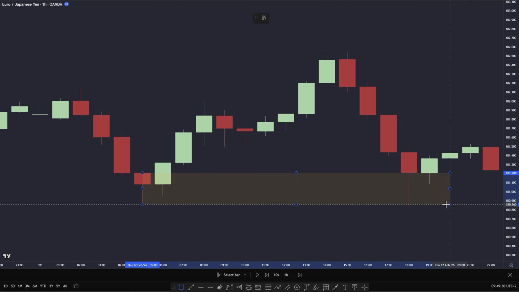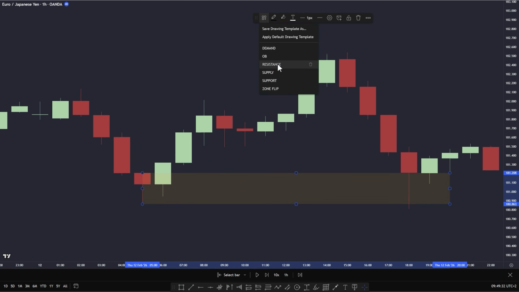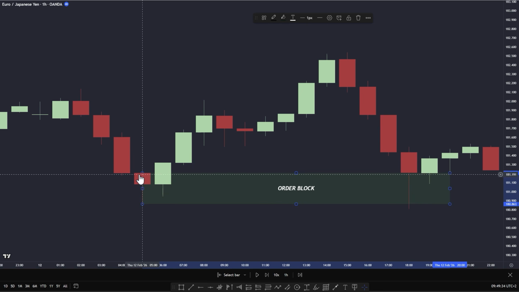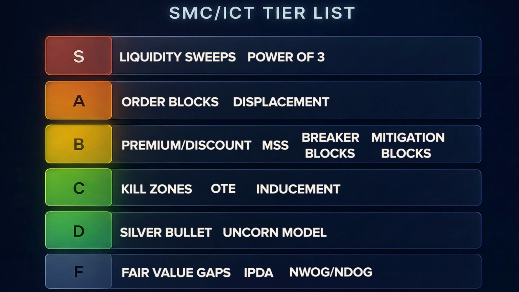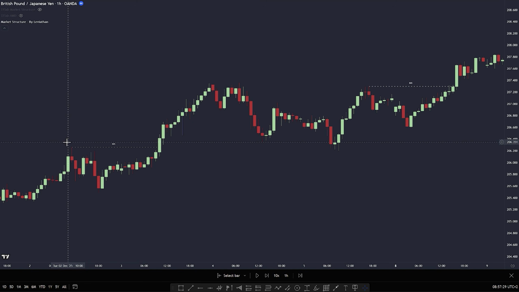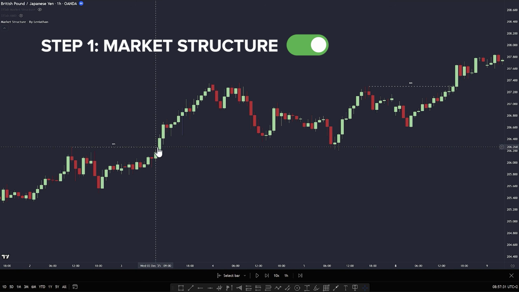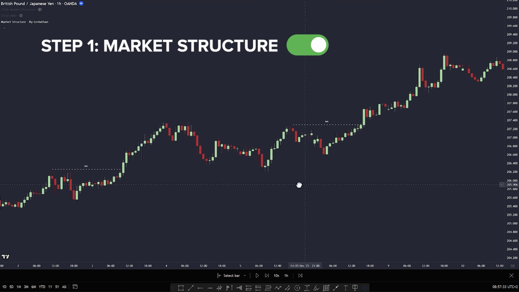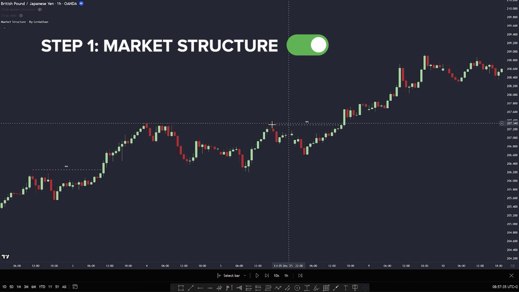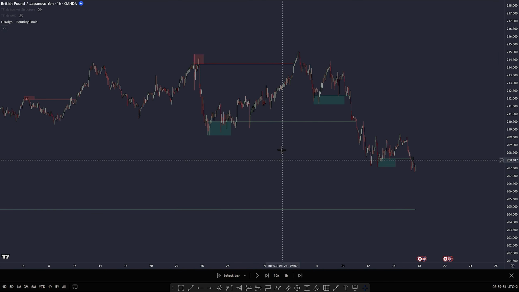Okay, 16 concepts. Some S tier, some garbage. But here's what nobody talks about. None of these work alone. The number one ranking isn't a single tool. It's the combination. Start with market structure. Identify the trend. Higher highs, higher lows. A break of structure confirms direction. That's your compass.